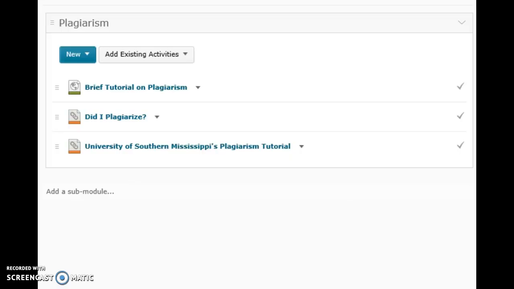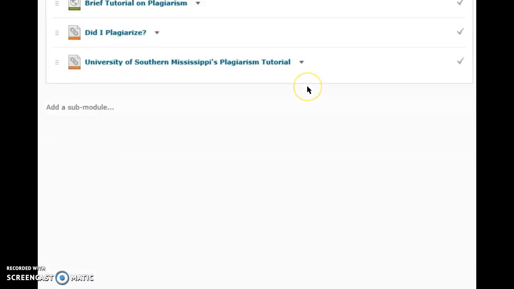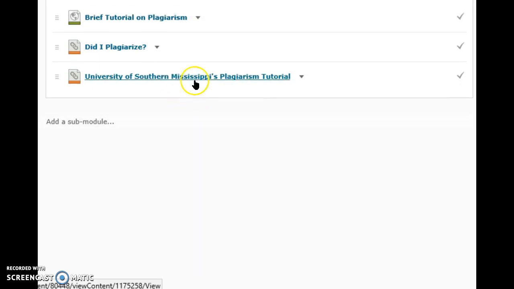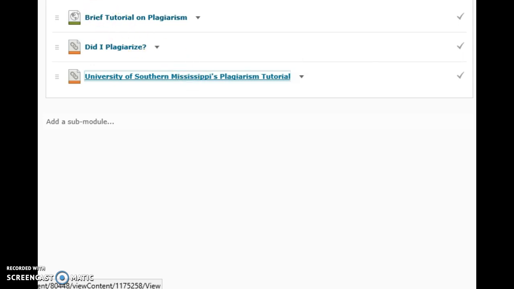If we cruise on back to the second part of the week, so the essay was the first part, plagiarism the second part. There are a couple pages I want you to take a look at, the brief tutorial on plagiarism and did I plagiarize, and then finally, the University of Southern Mississippi's plagiarism tutorial. If you go there, you'll find very quickly a pre-test and a post-test. We'll take a quick look at this.